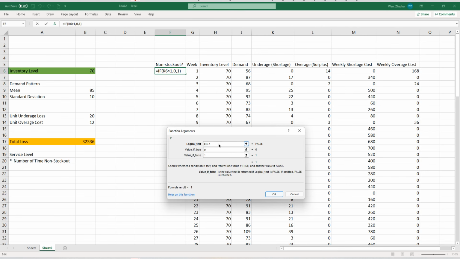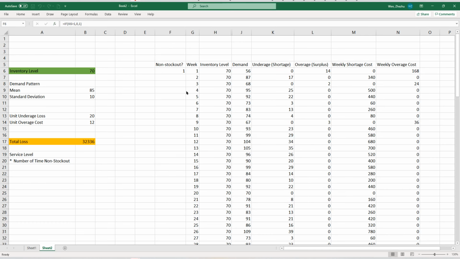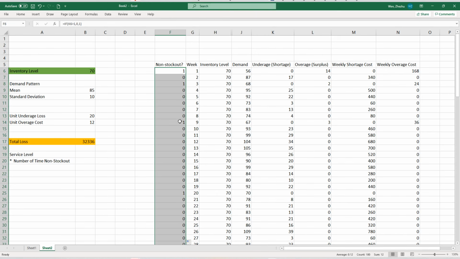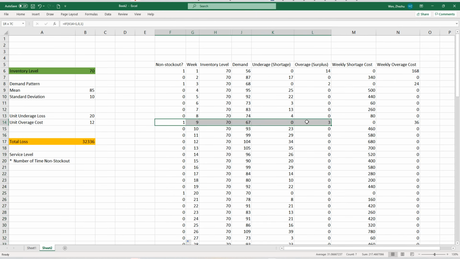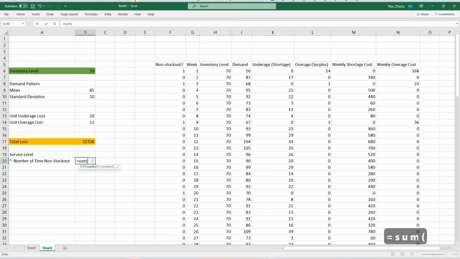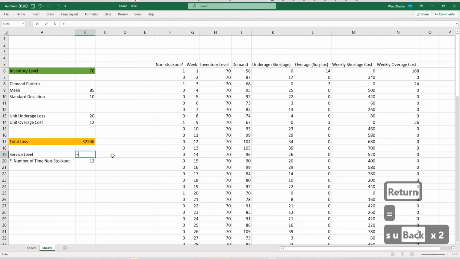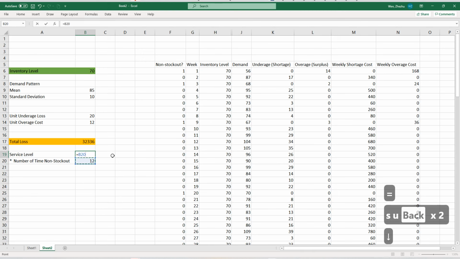Because specifically we're evaluating week 1, this is not bigger than 1. Therefore, this is a non-stockout situation for sure. Let's click OK. You just apply it. Every time there is a surplus, you see it will be marked as 1. So to get the number of times of non-stockout, you sum F all the way down, and the service level can be measured by dividing by 100 because we do 100 weeks of planning.